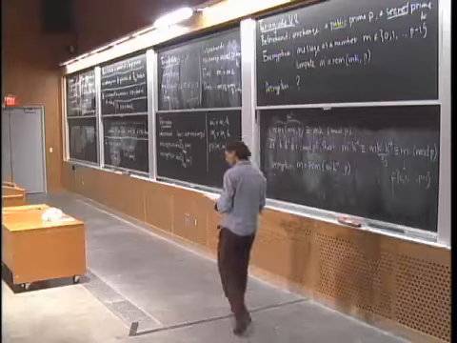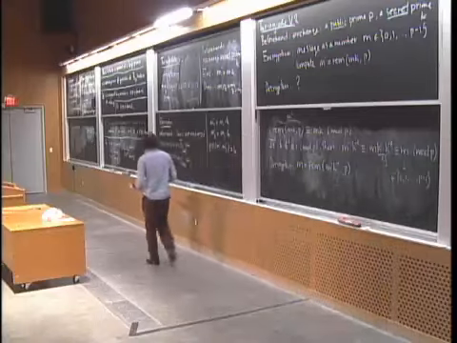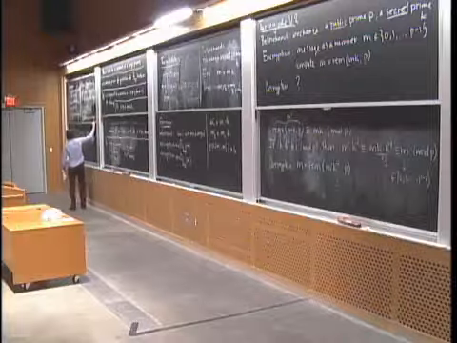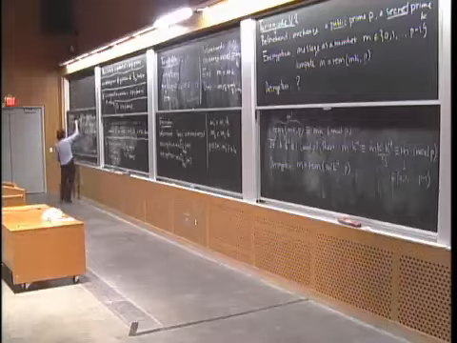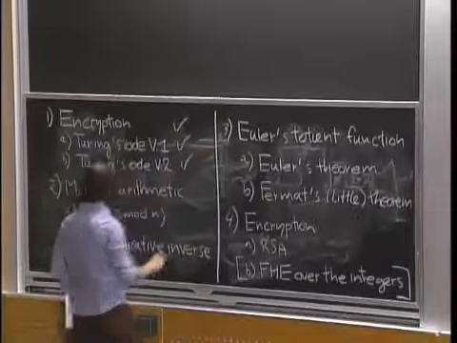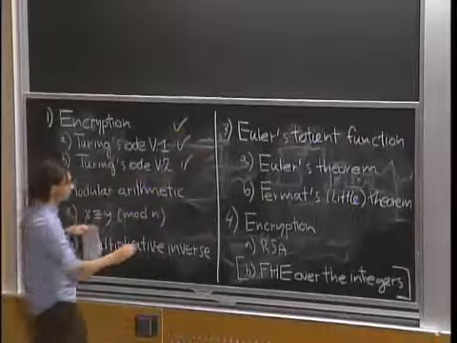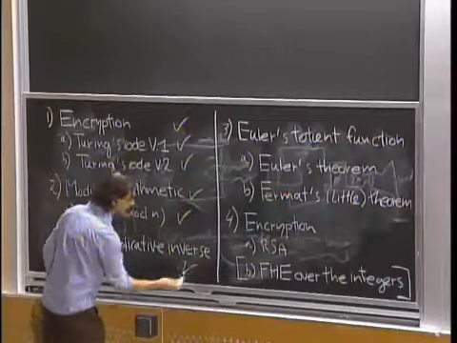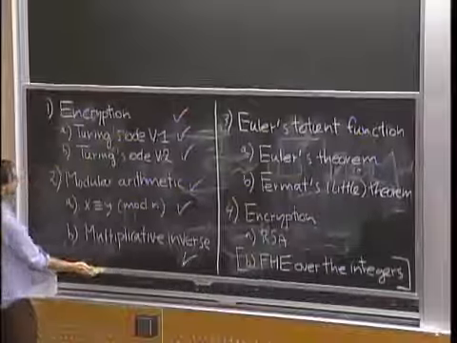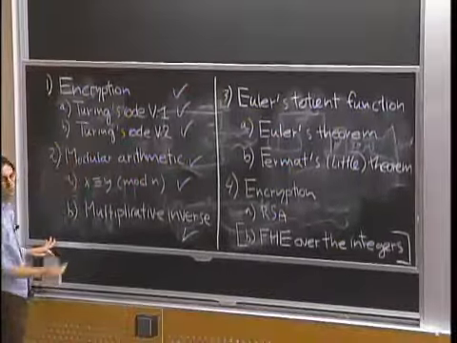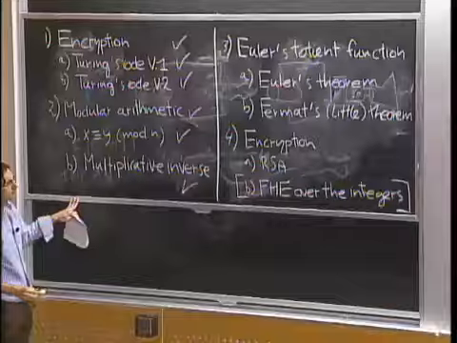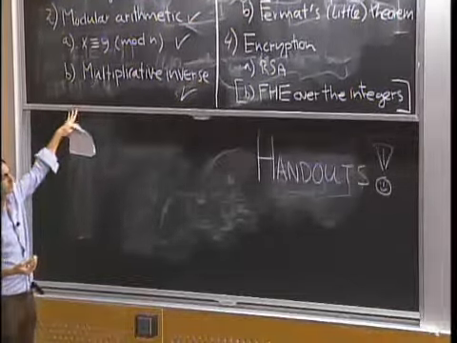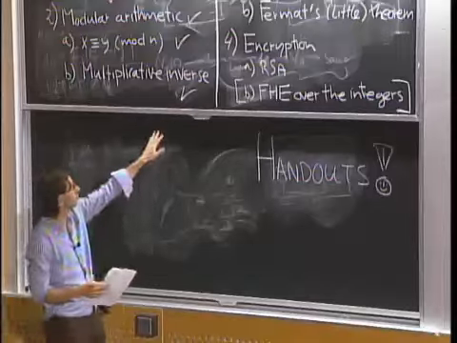So what did we do here? We have been talking about encryption, these two schemes. We talked about modular arithmetic, congruence, and also the multiplicative inverse. And we showed how to use that to break Turing's code version number 2. So we need something much more fundamental in order to create a scheme that is really secure. And that's what we're going to do now.